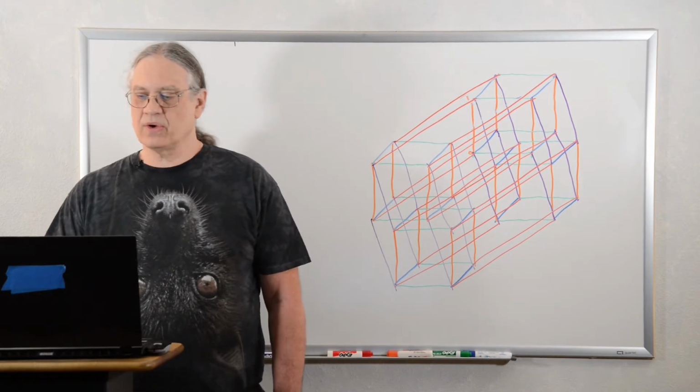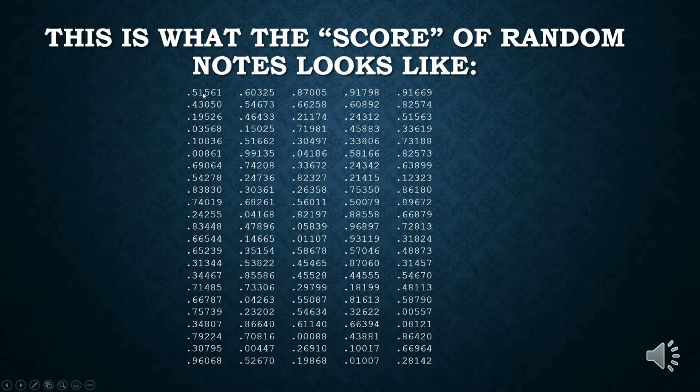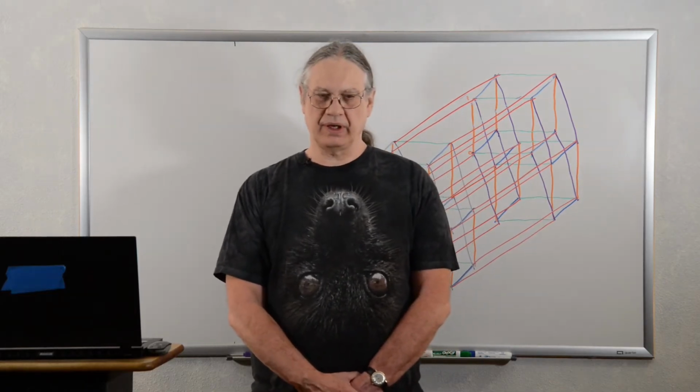So this is what the score of random notes looks like. Each note has 5 values. They're just random numbers between 0 and 1. And if I play this score, not very interesting, just playing random notes.